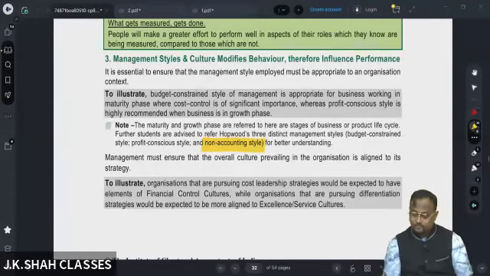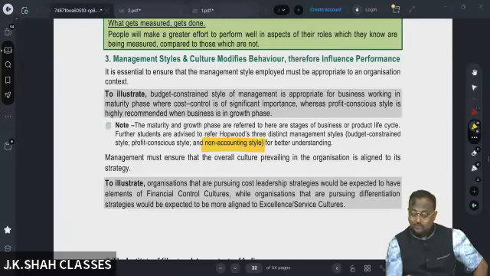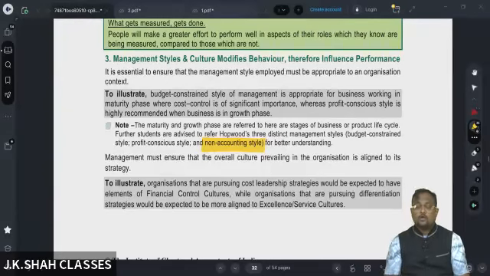The maturity and growth phase are referred to here as stages of business and product life cycle. Further, students are advised to refer Hopwood's 3 distinct management styles: budget constraint style, profit conscious style, and non-accounting style. Non-accounting style, if you talk about non-accounting, means all other aspects other than accounts, other than financial aspects, will be taken care of. It can be social, it can be environmental, it can be related to your training and improving the quality of the staff and all that.